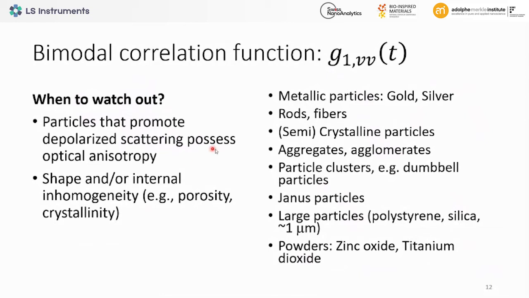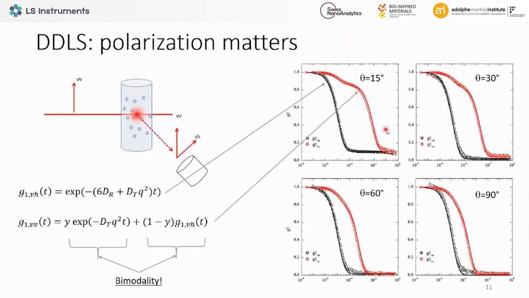Okay, so when to watch out? When can you expect to see a bimodal correlation function that has nothing to do with the size distribution or the modality of your particle dispersion or suspension? Typically particles that promote depolarized scattering have optical anisotropy, shape and/or internal inhomogeneity. For example, your particles are somewhat crystalline or highly porous. Typical cases are metallic particles, gold, silver; long elongated particles like rods, fibers; crystalline or semi-crystalline particles; aggregates, agglomerates, particle clusters, for example dumbbell particles; again, large particles; and also frequently powder particles, for example zinc oxide, titanium dioxide, that are derived from powder and dispersed. They also depolarize light fairly strongly, and it is possible to measure them. If you do not watch out, you might misinterpret the correlation function.